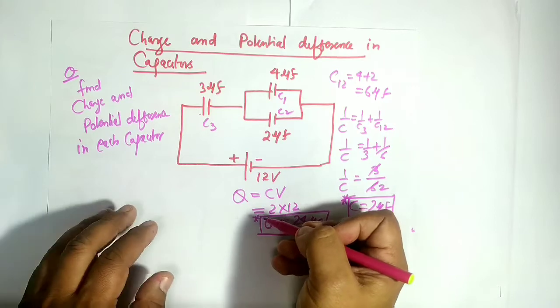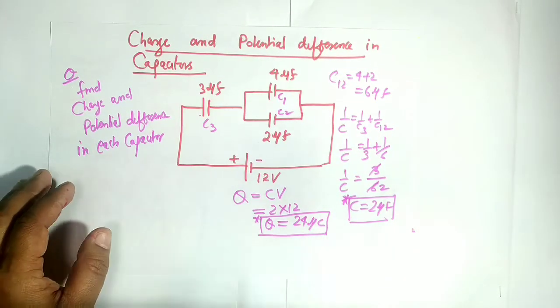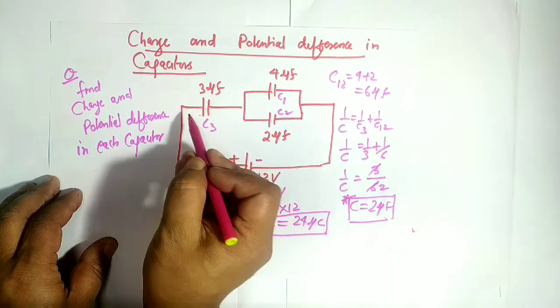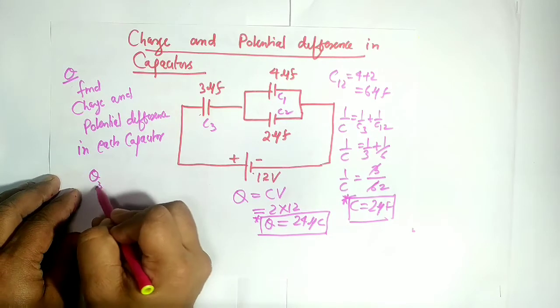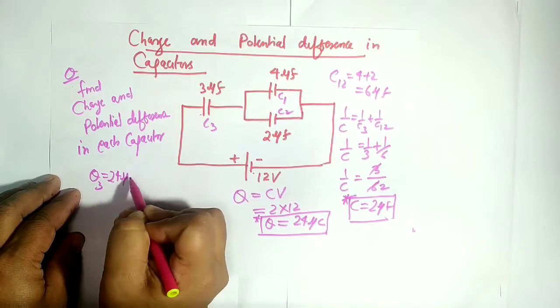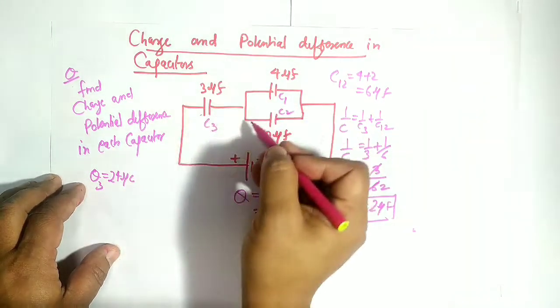Now remember one thing, that the charge in series remains the same. We have explained this in series and parallel. So which one is in series with this battery? It is C3. So do you know what will be Q3? Q3 will be 24 microcoulomb. Got it or not? Why is Q3 24 microcoulomb? Because it is in series.